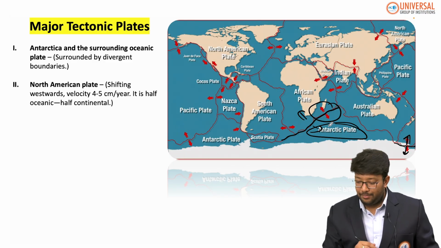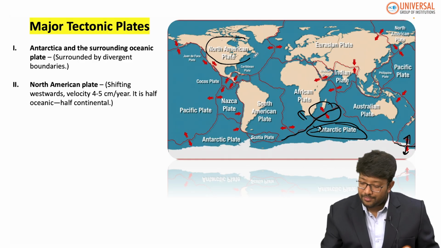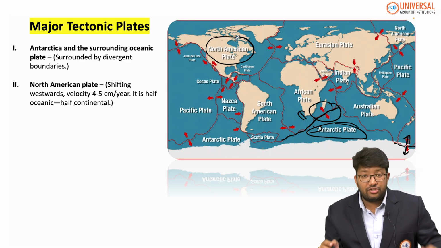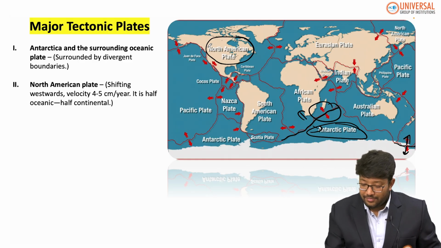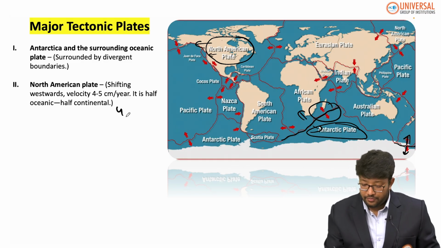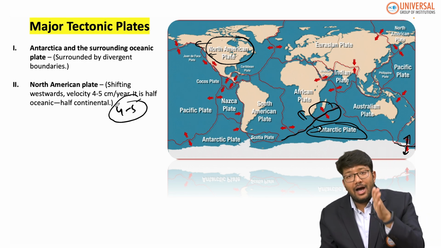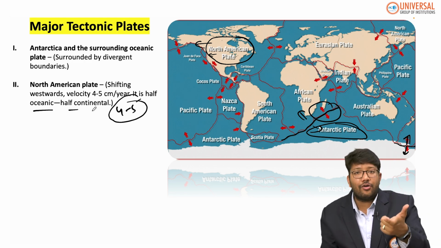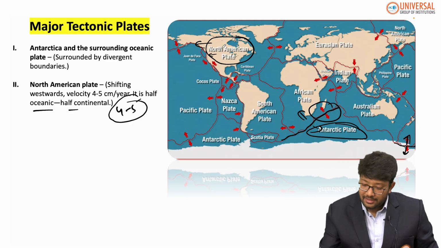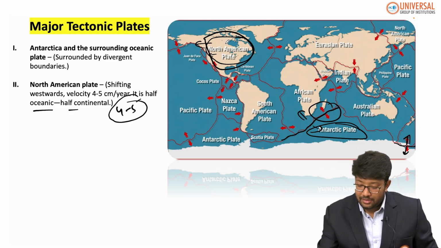Second is the North American plate. So this is our North American plate. This plate is shifting westward. Westward is this direction. It is shifting westward at a velocity of 4 to 5 centimeter per year. And this particular plate is half oceanic, half continental. What does this mean? Means this North American plate, this part is continental and this one is oceanic.